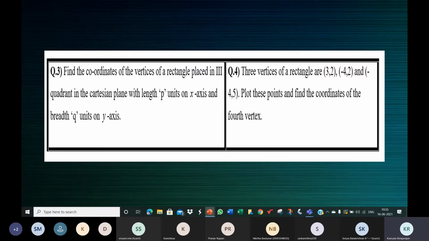All of us can find it, children. Keep trying. Ma'am, do we need to do the 4th question also? No, only 3. If you finish 3, you don't have to sit idle, try the 4th one.